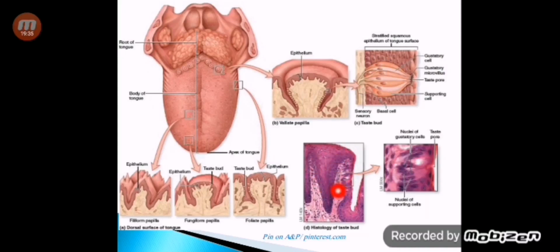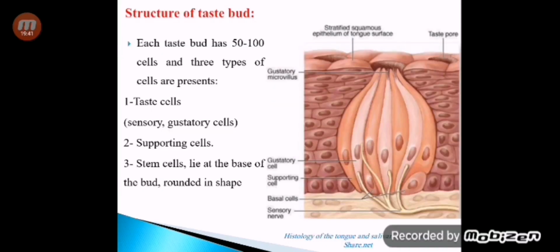This slide shows the lateral side of the foliate papilla and the histological appearance of the taste bud. The structure of the taste bud: each taste bud has 50 to 100 cells. There are 3 cell types. Number 1, taste cell; number 2, supporting cell; and number 3, stem cell.